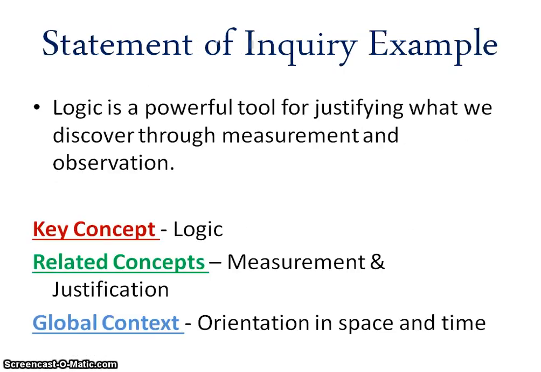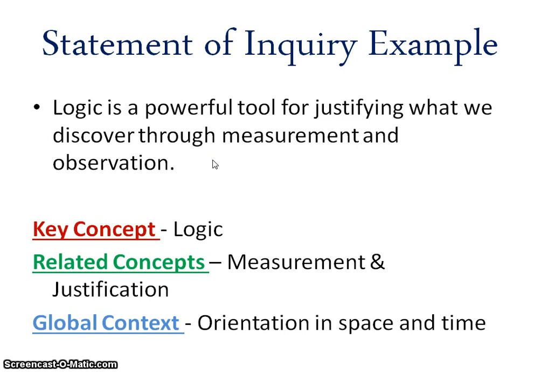We're going to look at some examples from 3 different subjects. This one says logic is a powerful tool for justifying what we discover through measurement and observation. This is from a math class. The key concept for the unit was logic. Related concepts are measurement and justification. You'll see in this example they actually use logic in the statement, they use measurement, and they use a form of justification in "justify." The global context is orientation in time and space. So you're discovering, which is talking about over time, it's going to take time to discover this logic.